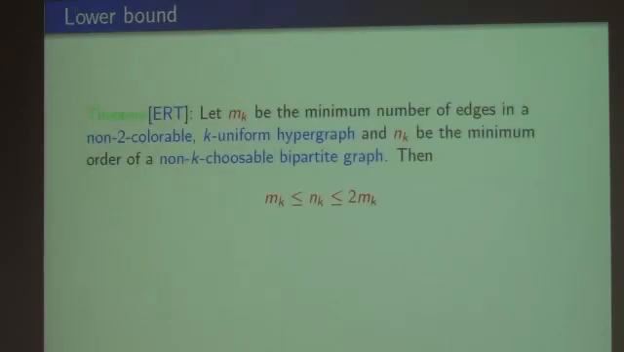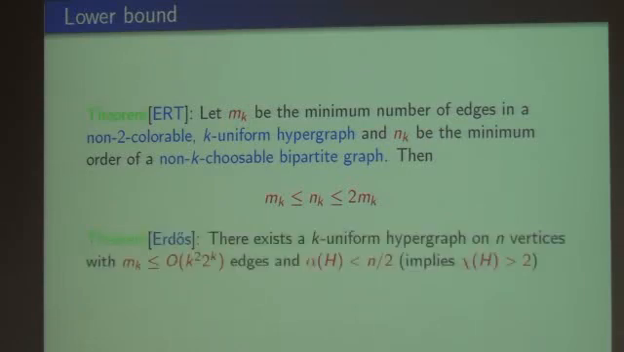We need to understand what Erdős, Rubin, and Taylor did. I told you this theorem already: what he showed is that there exists a k-uniform hypergraph on n vertices with at most k squared 2 to the k edges, and the independence number is at most n over 2. That would imply that the chromatic number is at least 2. So that's this construction here. We have to do some similar construction for the C-separated case. How should we do it?